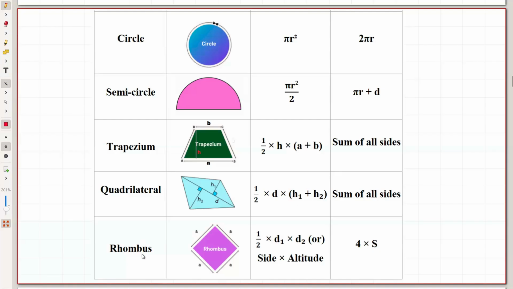If it's a rhombus, the formula is half of D1 into D2. If the two diagonals are given, you go with half D1 into D2. Otherwise, if the altitude or height is given, you can go with side into height. The perimeter is the sum of all the sides, or 4 into side.